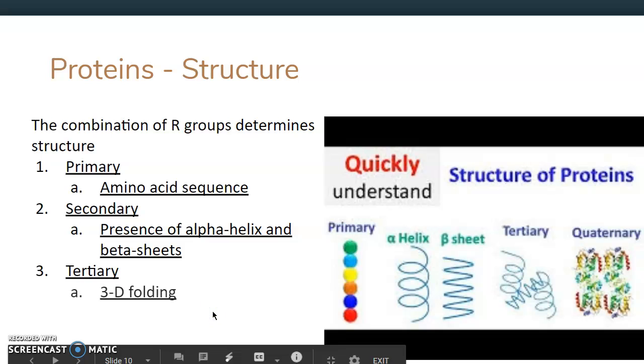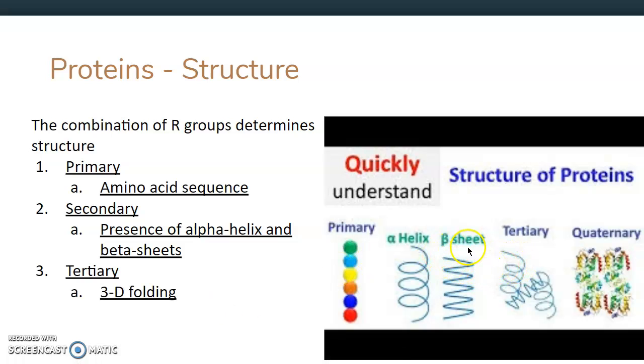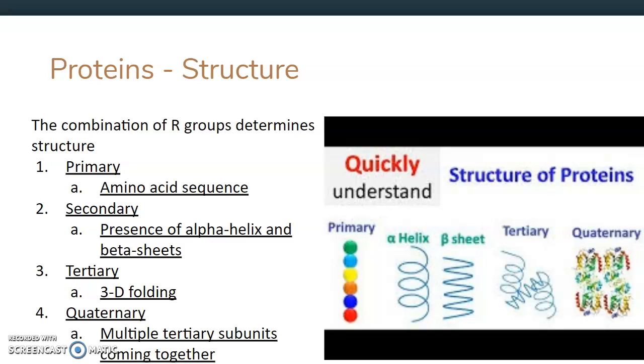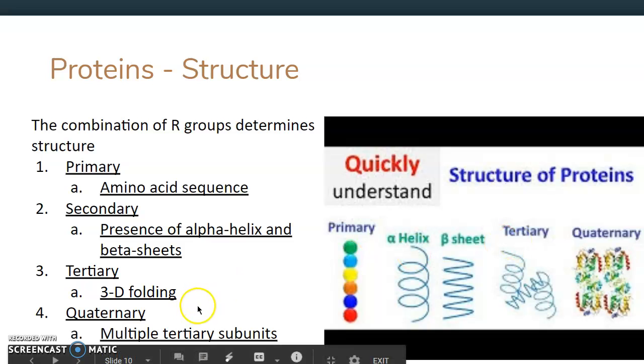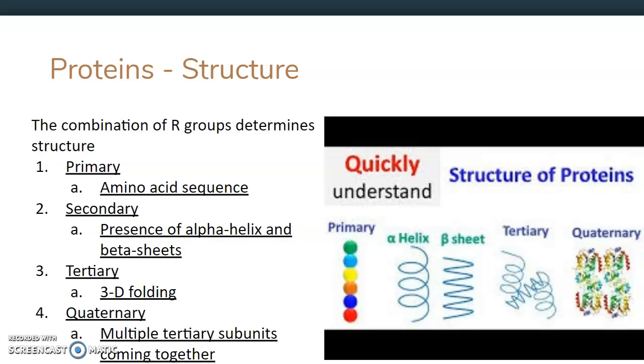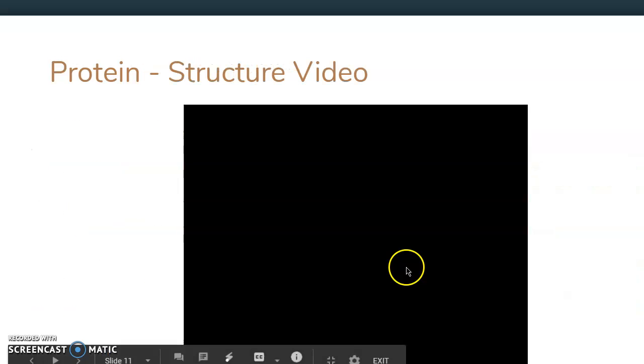And then our third one is our tertiary, which has our 3D folding. So our alpha helix and beta pleated sheets are still 2D, like we're drawing on paper. And our tertiary comes in when we can fold it maybe like in half, like when we're folding paper, and make it more three-dimensional. And then our quaternary is just multiple tertiary subunits coming together, like they have over in our picture. So this can change a lot, but it's important to remember.